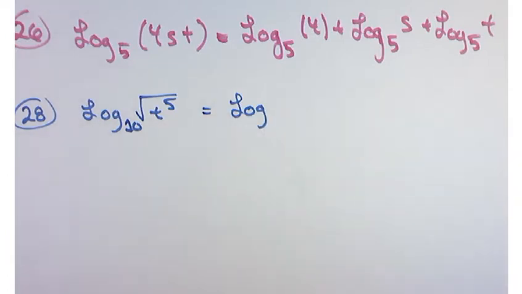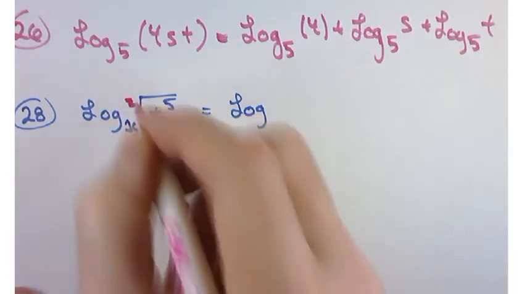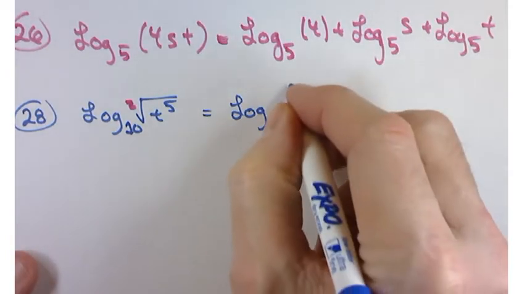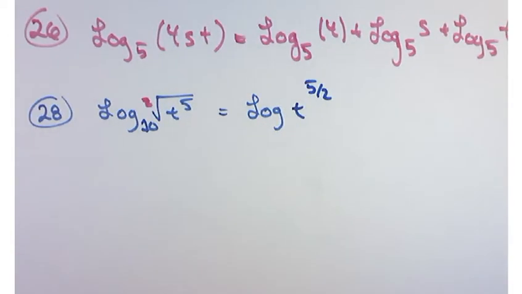Keep in mind that it's not really written, but it's understood that there's a 2 out in front, right? So, Winston, I think you mentioned that one. T to what power? Perfect. T to the 5 over 2 power.